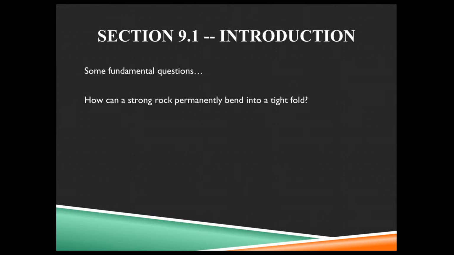How can something like strong rock be permanently bent into a tight fold? This can happen on tiny scale and on huge mountain scales. We see whole mountainsides folded. How can this happen?